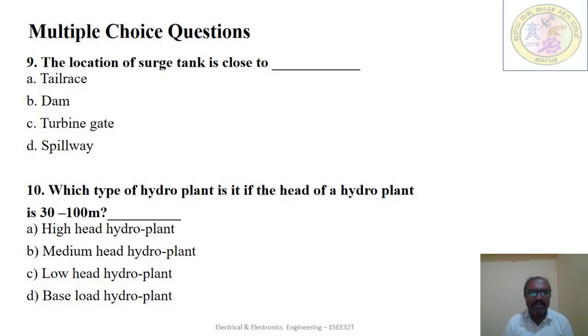Next question is, which type of hydro plant is it if the head of the hydro plant is 30 to 100 meters? Answer is medium head hydro plants, because low head is less than 30 meters and high head is more than 300 meters.